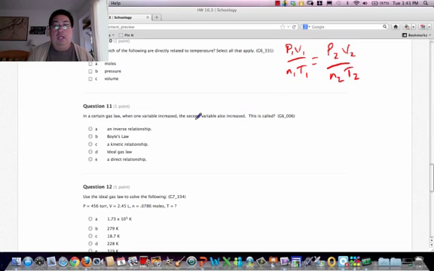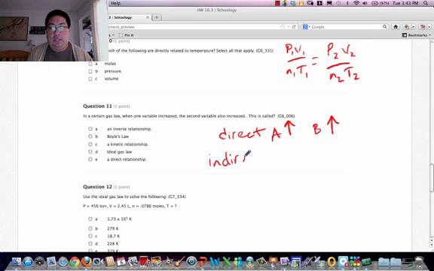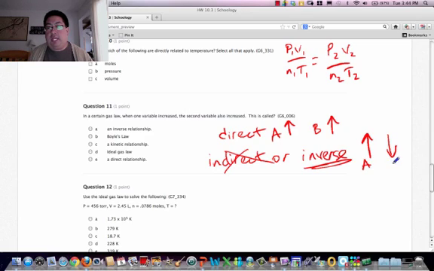Okay? And remember, if I say direct, if one thing goes up, if A goes up, then B also goes up. So A and B are just basically measurements. And indirect, or inverse is probably better, it's the opposite, where one goes up and the other one goes down. So let's say A goes up and B goes down. Okay? All right.